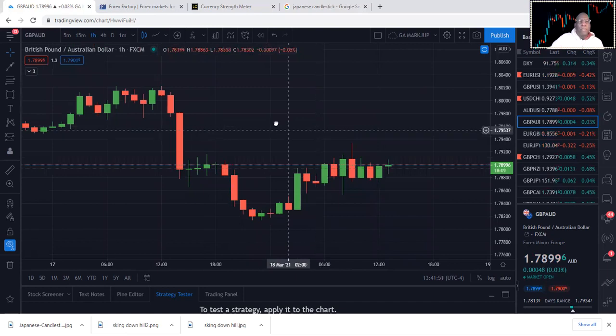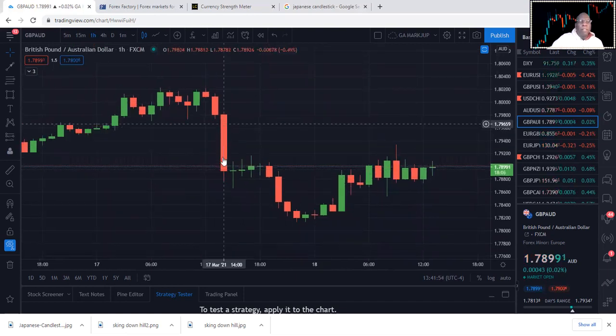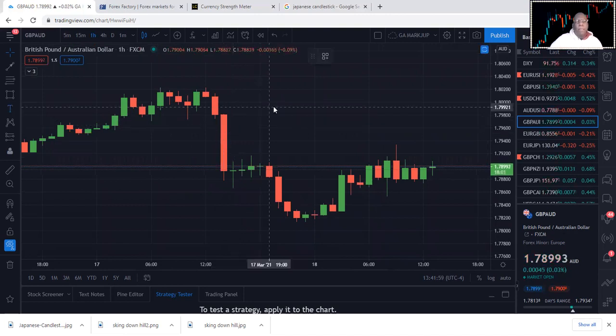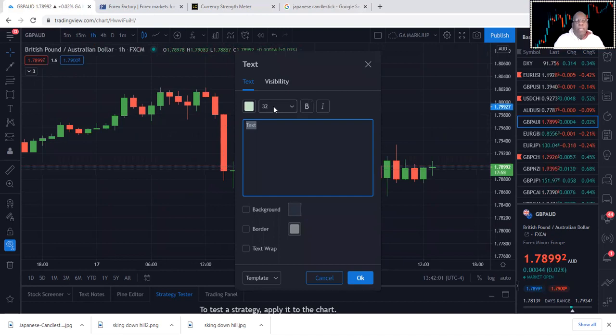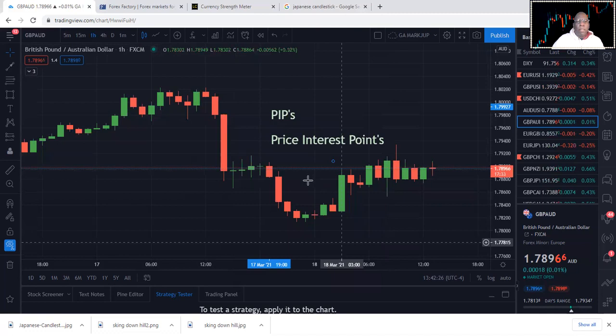Now, the measurement of these sticks is something that we call pips. Okay, let me write that out. Measurement of what we call these sticks, we call them pips. All right, which is short for price interest points.